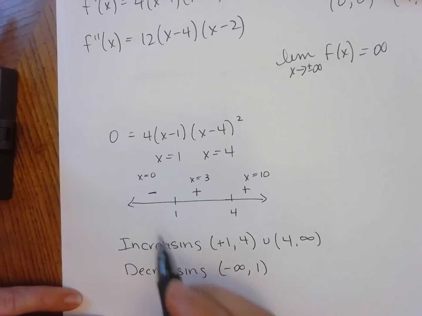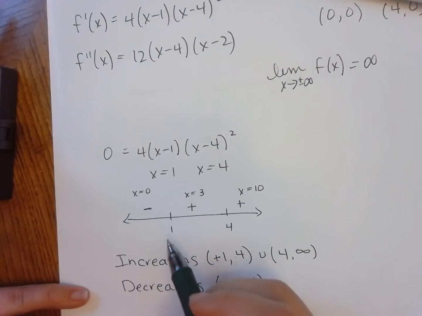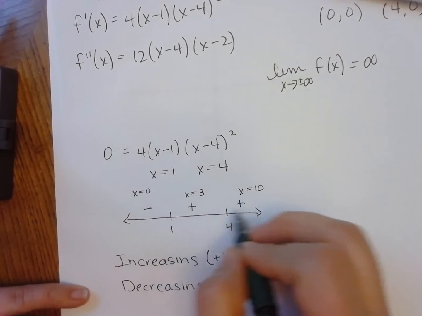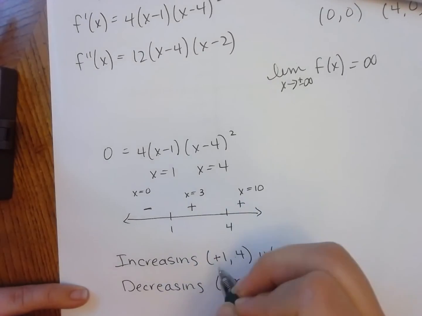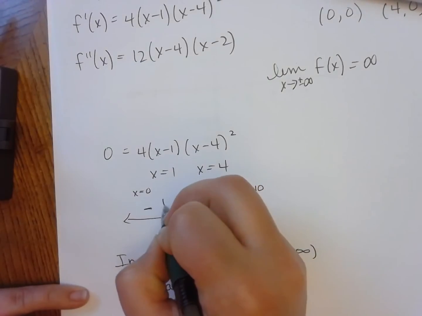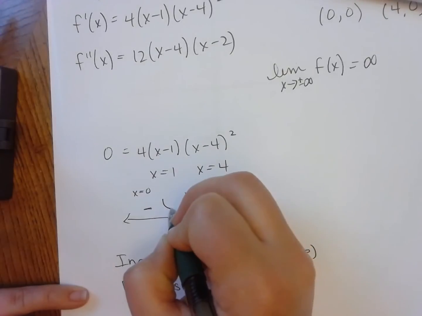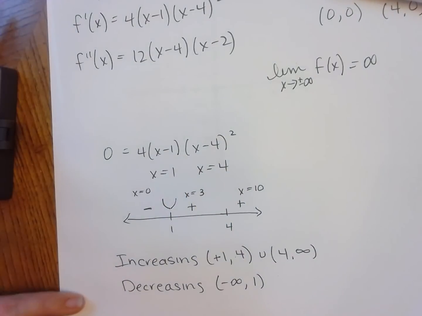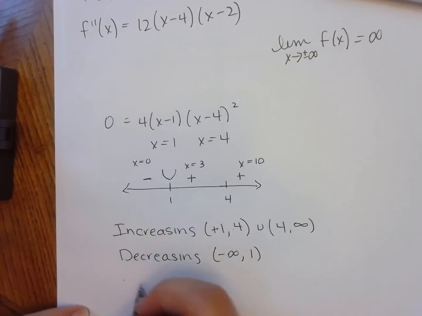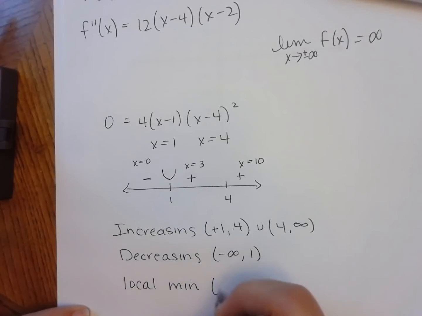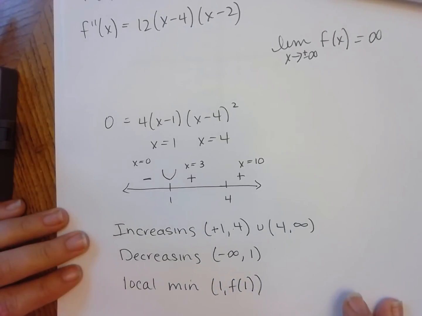All right, so based on this, I'm going to apply my first derivative test. Here it does not change, so 4 is neither a min or max. But here I've got slope that's negative followed by slope that's positive, so I have a local minimum at 1. So let's write that. Local min at 1, f of 1. While we're here, let's evaluate f of 1.